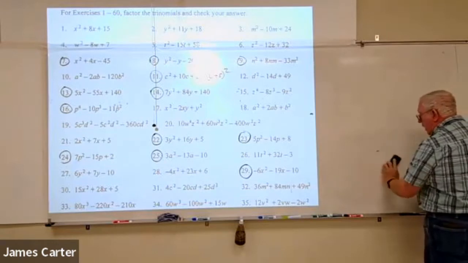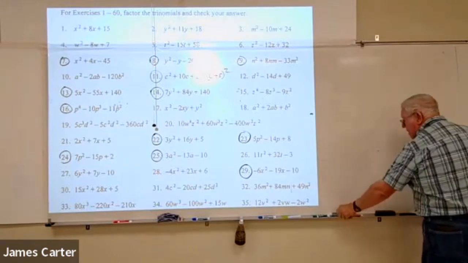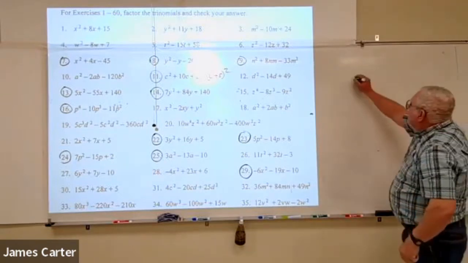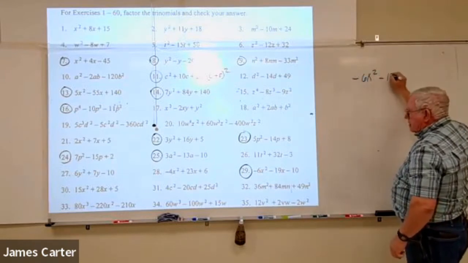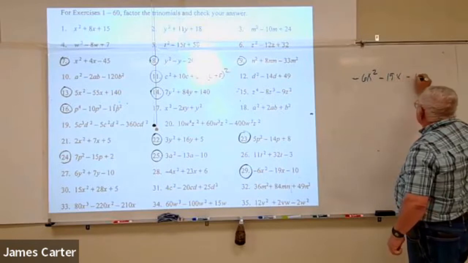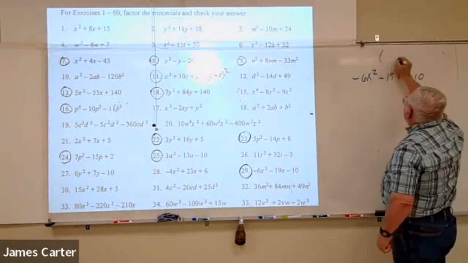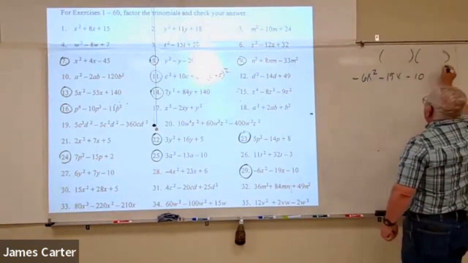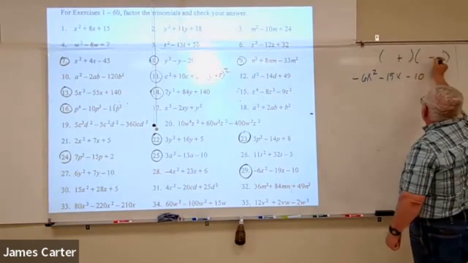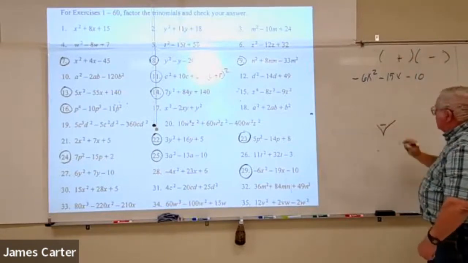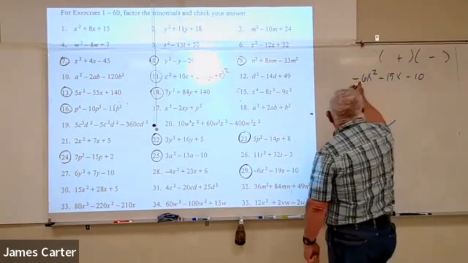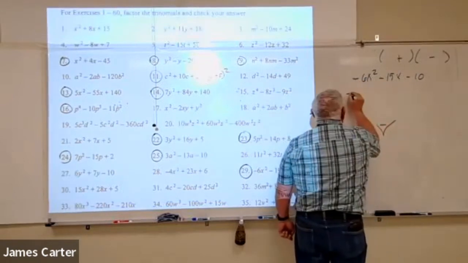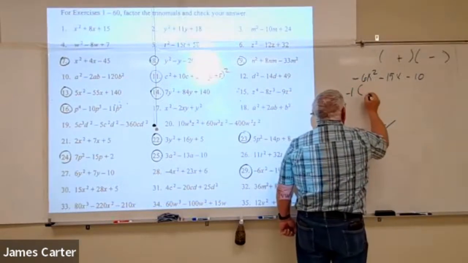And we'll work 29 now. Negative 6x squared minus 19x minus 10. My rule of signs tells me I'm going to have this. So down here somewhere I've got to subtract. Now, I want a positive number right here, so I'm going to factor negative 1 out of everything.